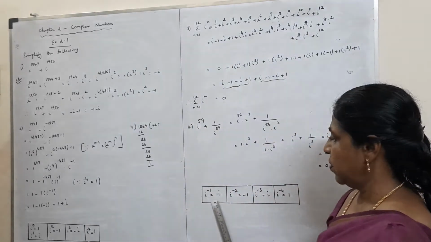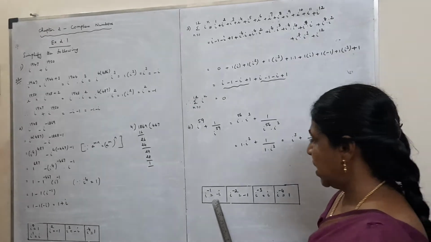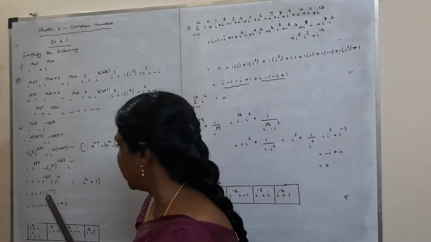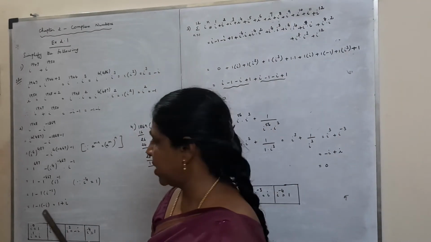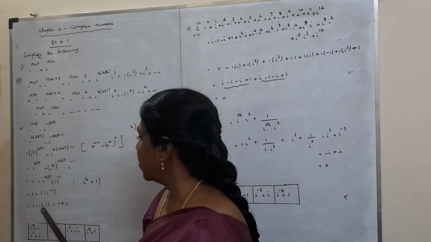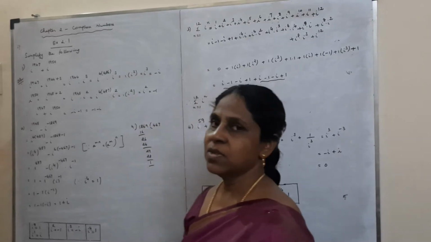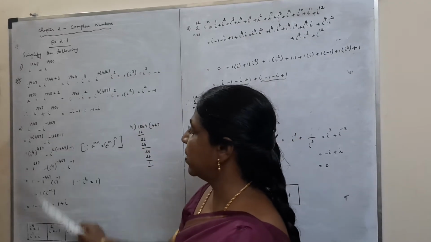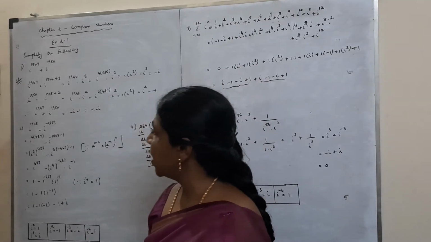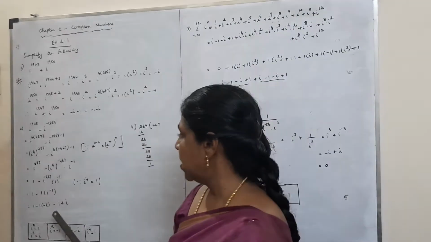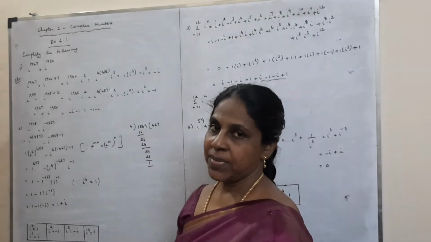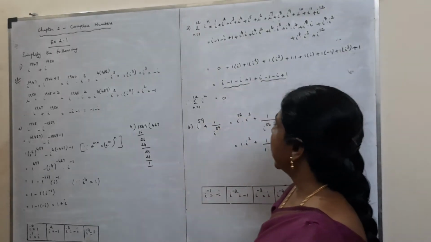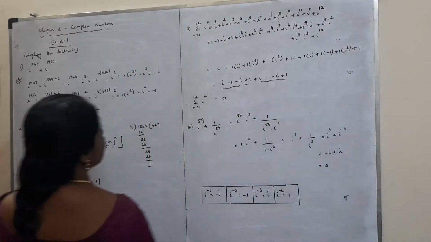The negative powers of i. We have learned i power minus 1 is minus i. So in the place of i power minus 1, we substitute minus i. So 1 minus of minus becomes plus, and it is 1 plus i. Therefore the value of i power 1948 minus i power 1869 is 1 plus i. Is that okay? So next we will pass on to problem number 3.